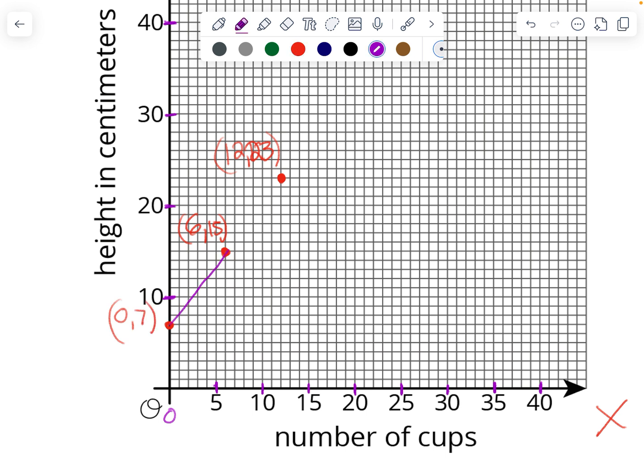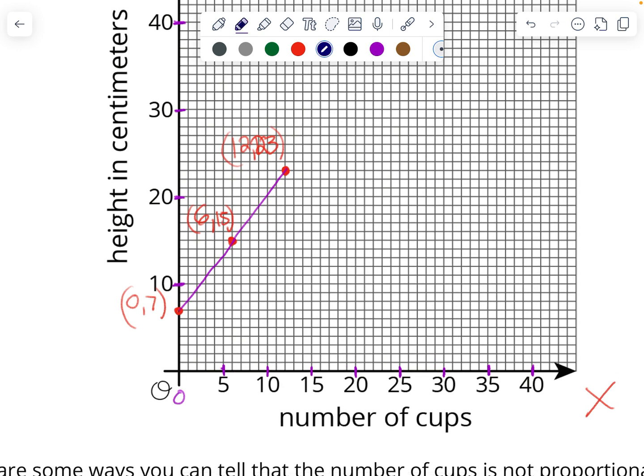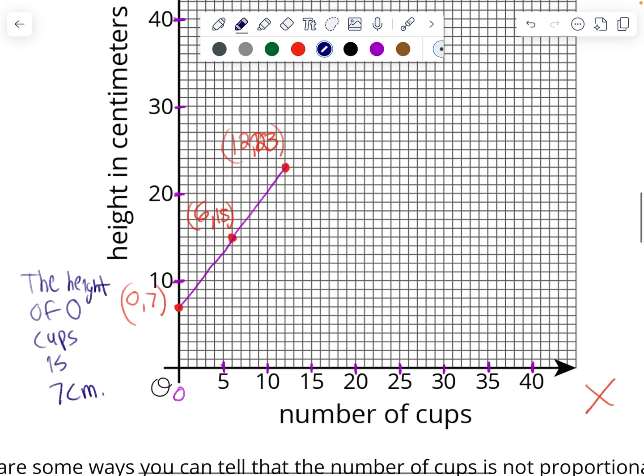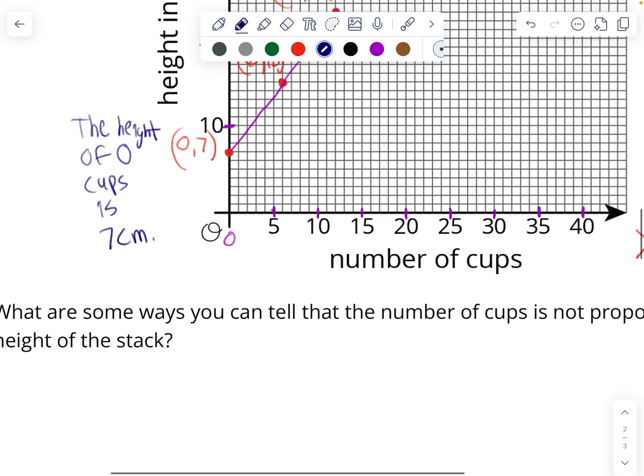If they ask us for something else, we're going to think about it. So the height, I'm going to kind of clarify this on the side. The height of 0 cups is 7 centimeters. That's what 0, 7 really, really means. Okay? 0, 7, 6:15, 12:23, if you can't read those points.